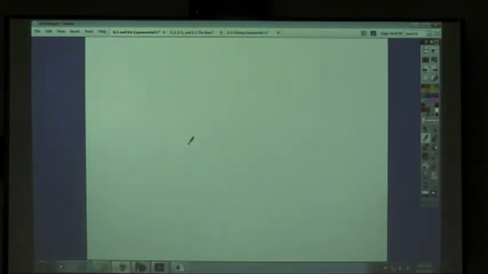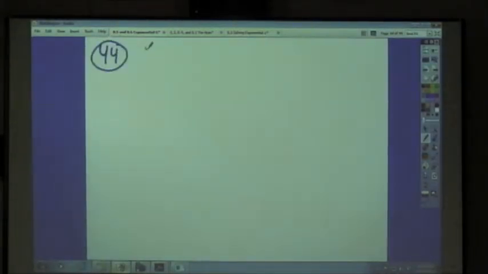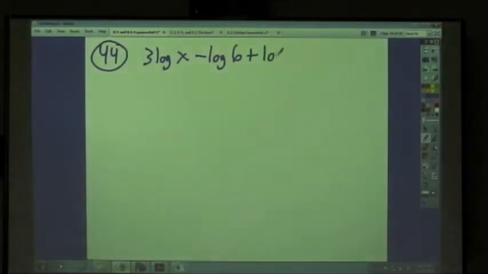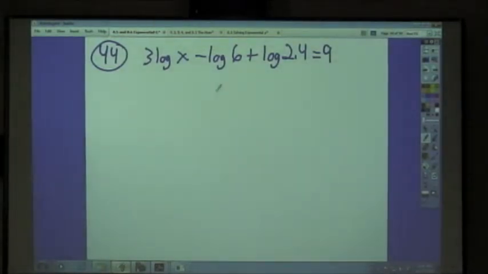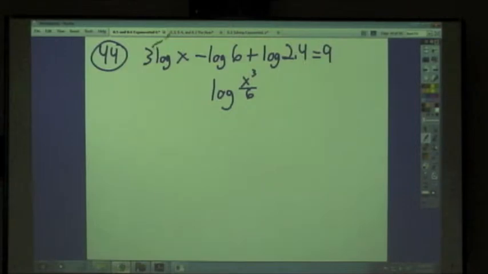All right, so now we're going to take a look at number 44. And number 44, you have 3 times the log of x minus the log of 6 plus the log of 2.4 equals 9. So you got a lot going on here, but you can condense these down to one logarithm. So you're going to take it and you can condense this down to the log of x cubed over 6. Moving that into the exponent and dividing because of these two.